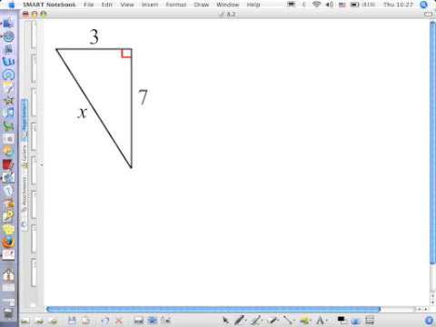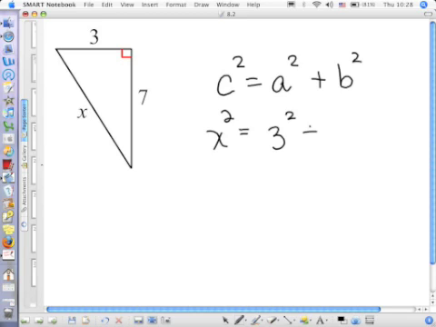Now, the Pythagorean theorem can be used to find a missing side of a right triangle if you know the other two sides. But you have to know two of the three. The Pythagorean theorem says that the hypotenuse squared is equal to the sum of the two sides squared. Which one of these is the hypotenuse? 3, 7, or x? Okay? So x squared is equal to, now like I said, it doesn't matter what you assign for A and B, 3 squared plus 7 squared.